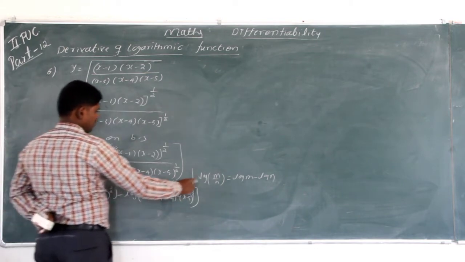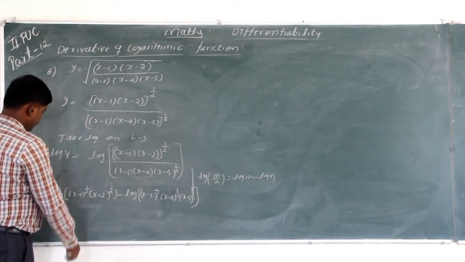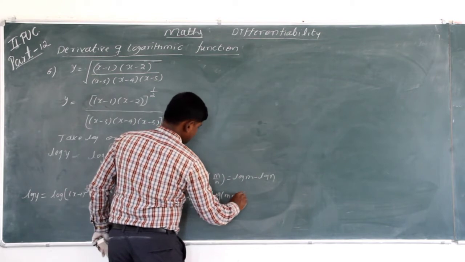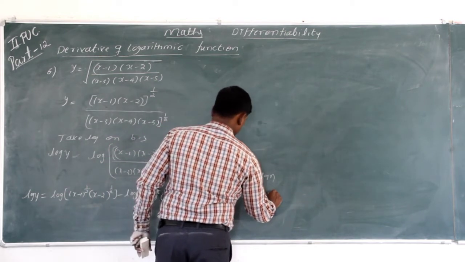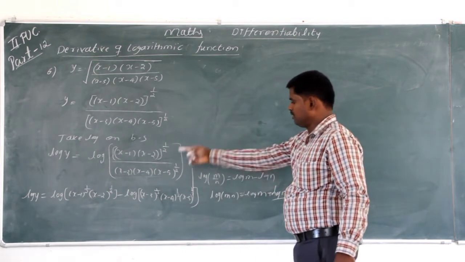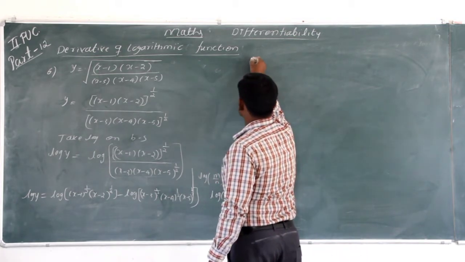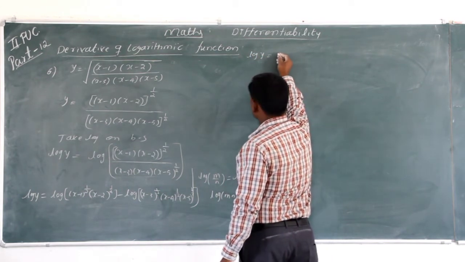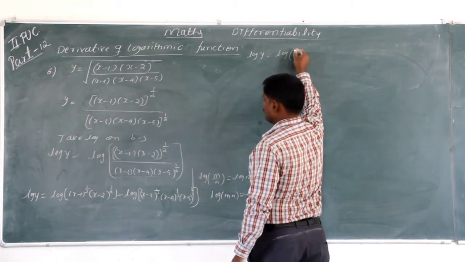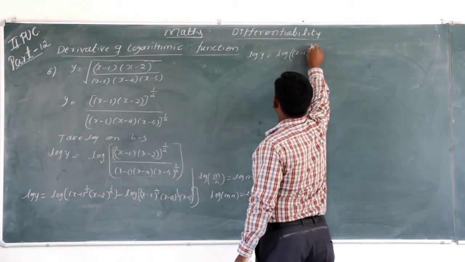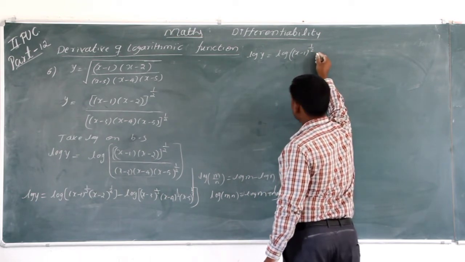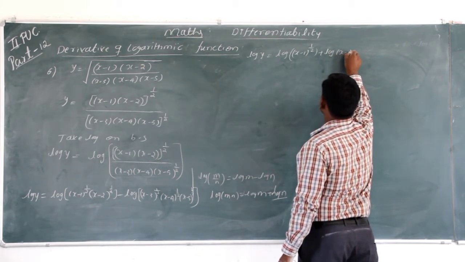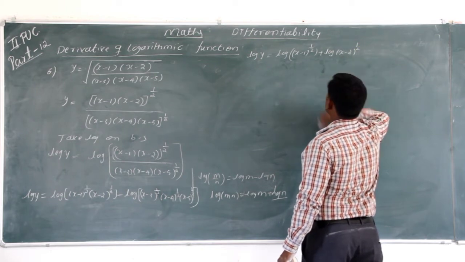So by using the property log m by n is log m minus log n, and again using the property log m into n is log m plus log n. So using this property, this can be written as log y is equal to log of (x minus 1) whole to the power of 1 by 2 plus log of (x minus 2) whole to the power of 1 by 2.